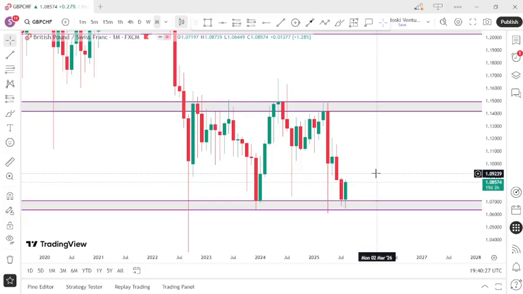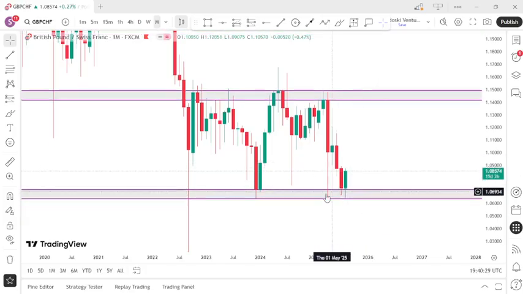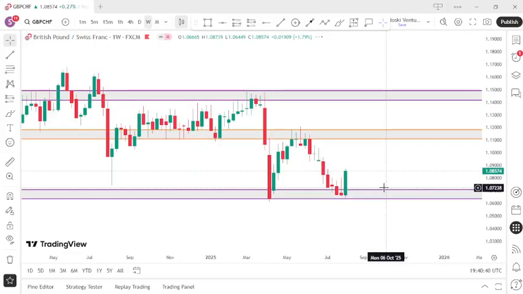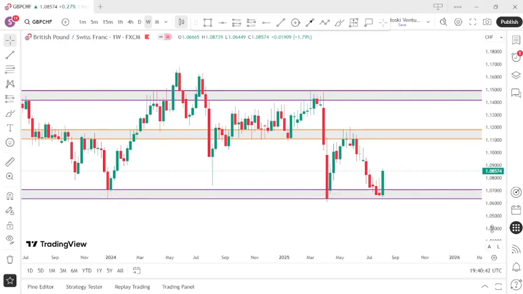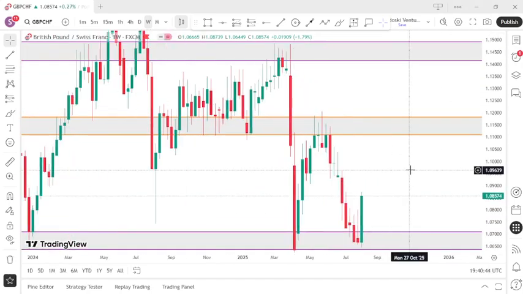So since price has tapped into the monthly lower zone, we are going to be looking for buying opportunity from here all the way to the upside. So let's go to the weekly, and that is nice.